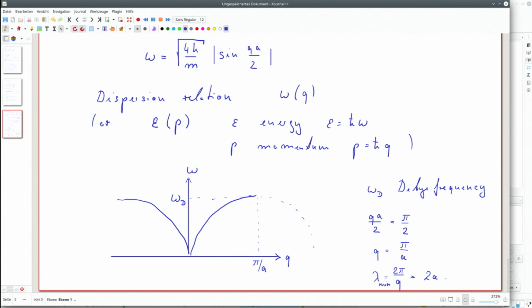I thought it would be a over 2, no, I don't know. Anyhow, there's a minimum wavelength. Yeah? Why is it so?